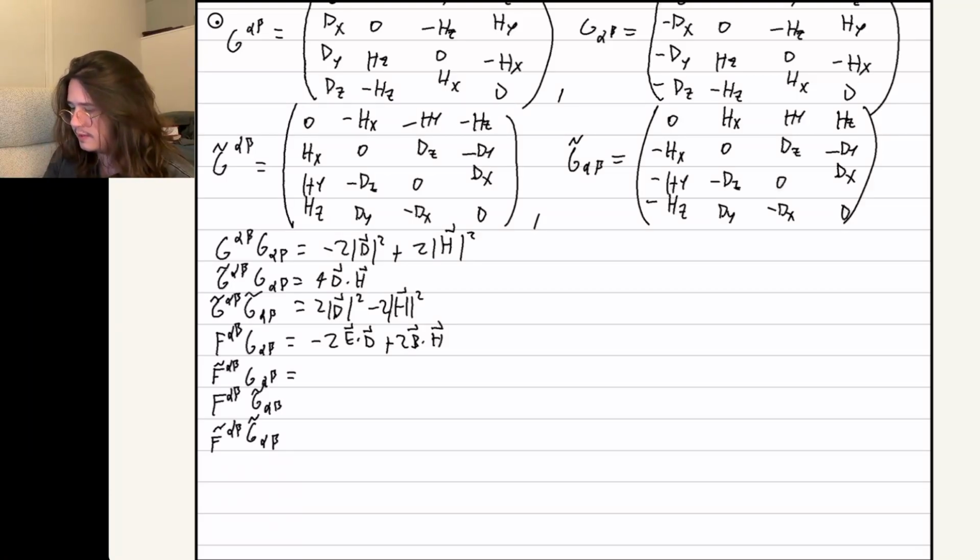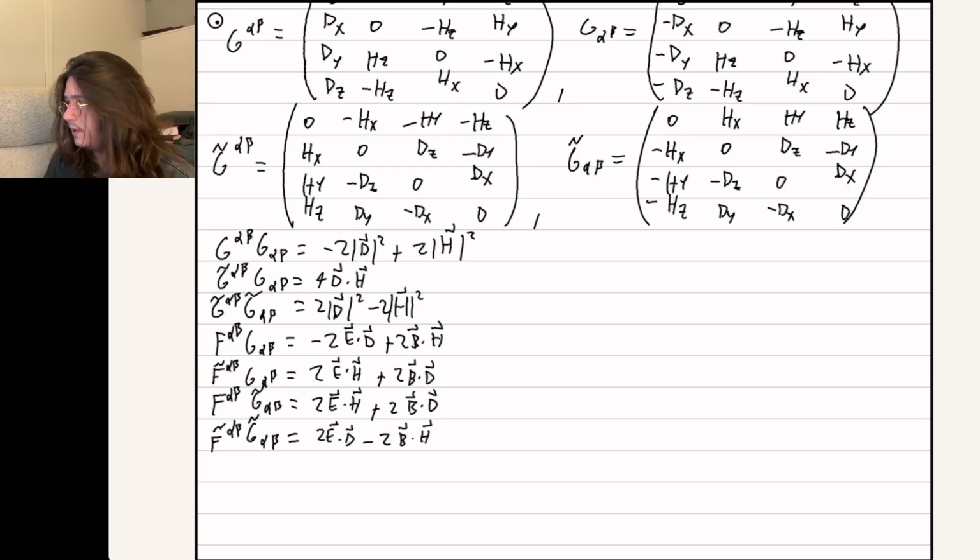For this guy, you get 2 E dot H's and 2 B dot D's. Same thing here. You get 2 E dot H's and 2 B dot D's. And here you just get 2 E dot D's and minus 2 E dot H. So all of those quantities are also invariant under Lorentz transformation. All right.